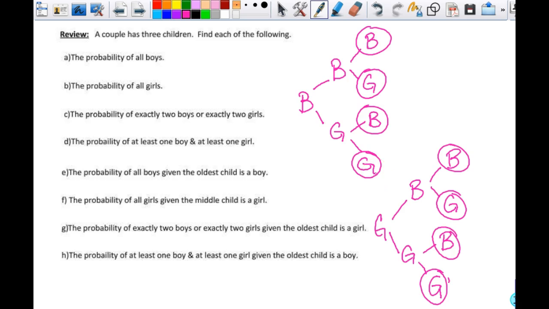This also helps when you start looking at the questions that say, what's the probability of whatever, given that the oldest child is a boy? Well, if you know the oldest child is a boy, you get to ignore this entire tree right here. Does that make sense? Because here the oldest child is a girl, so I ignore the entire tree and go over here. Or if it talks about the middle child being a girl, well, here's a situation where the middle child is a girl, and here's another situation where the middle child is a girl, and you can just look at it from the tree.